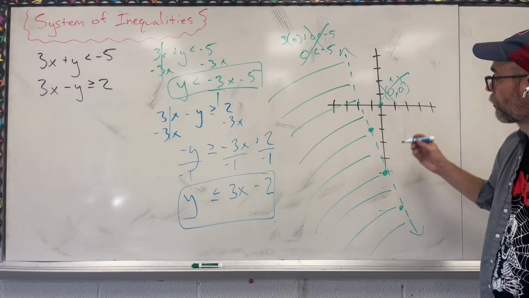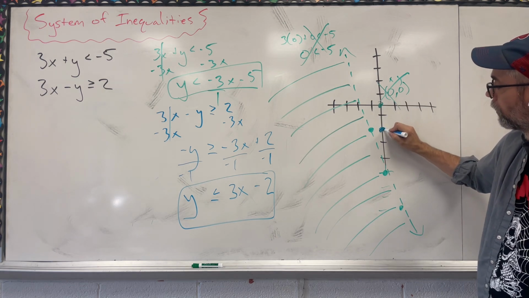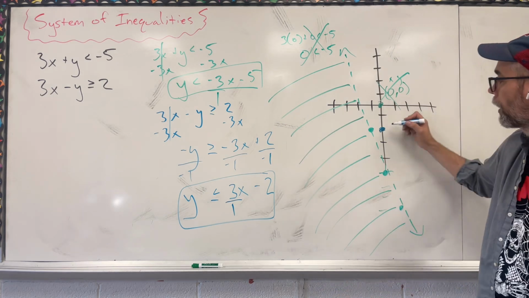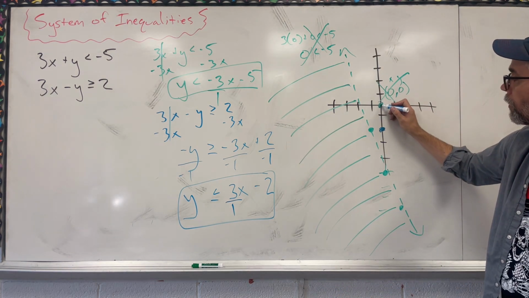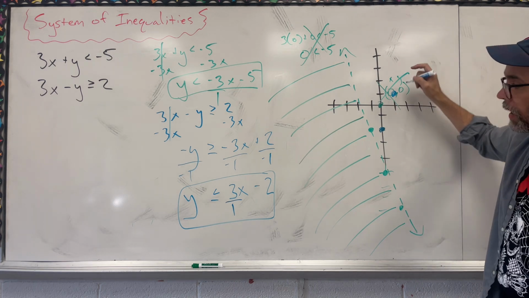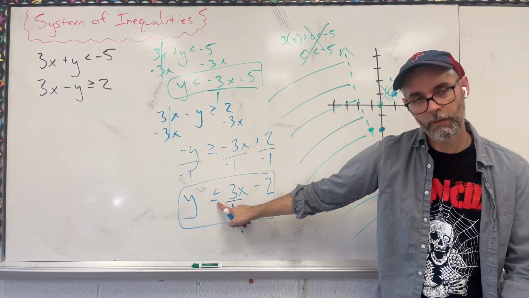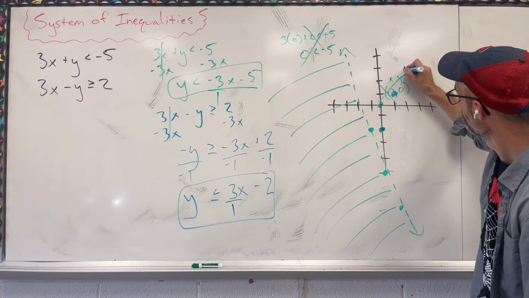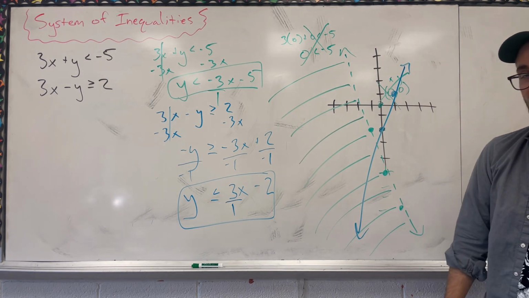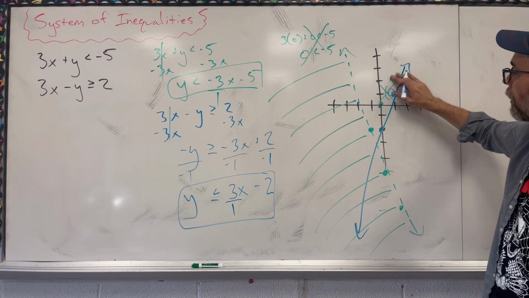Second one, we're going to start with -2. We're going to move using our slope. Our slope is 3 over 1. We're going to go up 3 spots over 1. We have an equal sign, so you're going to have a solid line.